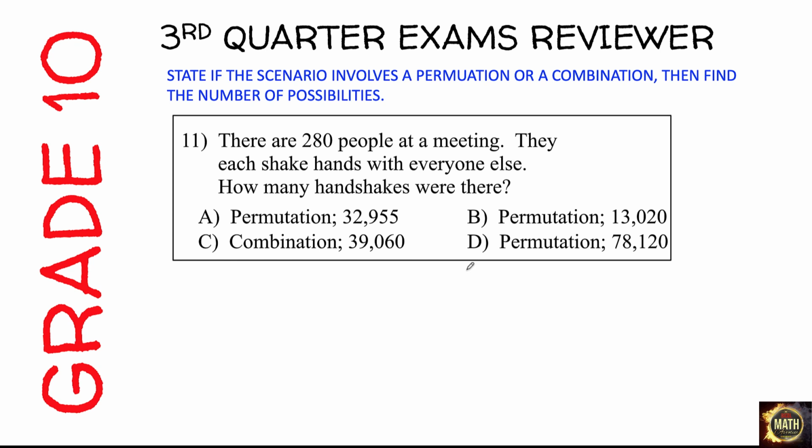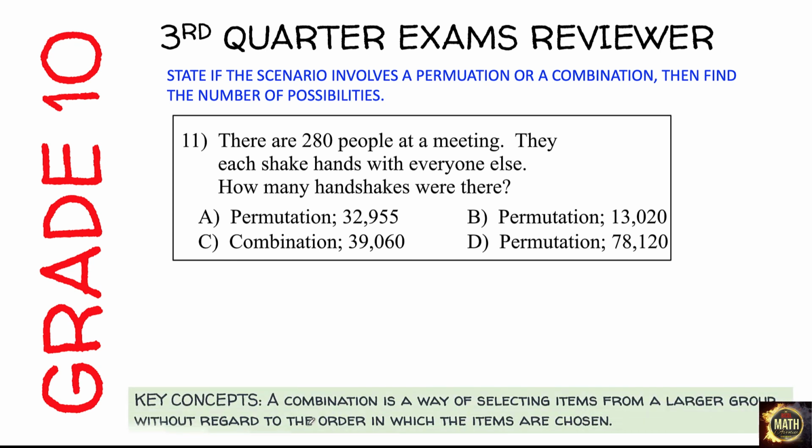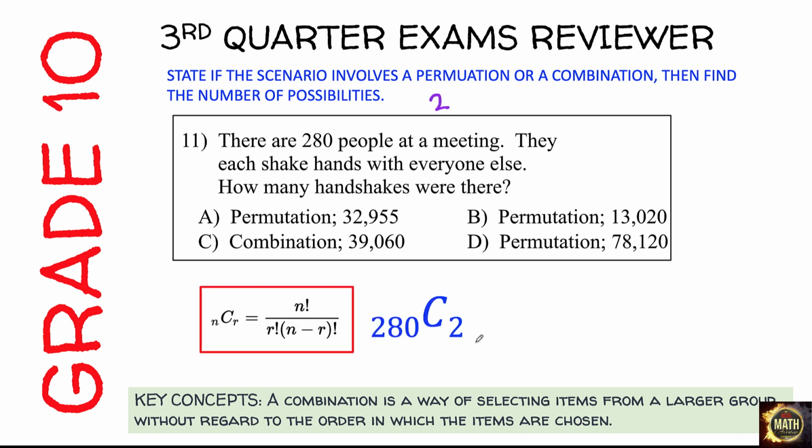Number 11, there are 280 people in a meeting. They each shake hands with everyone else. How many handshakes were there? So when 2 people shake their hands, it doesn't matter who is designated as person 1 and person 2, as long as they both shake their hands. This means this is a case of a combination. And when shaking hands, there are two people involved. So this is 280 combined 2 at a time. And using the formula, we arrive at a value of 39,060, which is letter C.